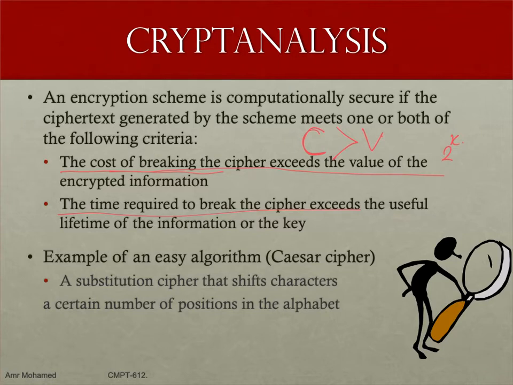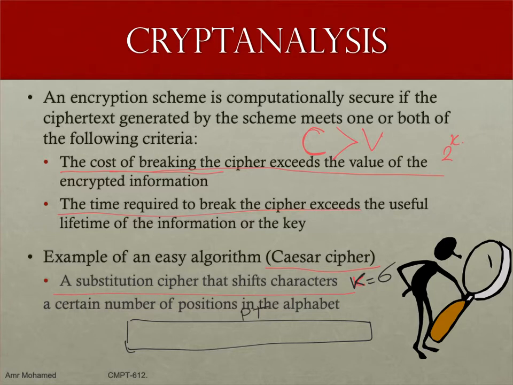An example of an easy algorithm, we all know, is the Caesar cipher. The Caesar cipher is one of the encryption algorithms that used to be used by the Romans, and it's simply a substitution cipher that shifts the characters, and the key is nothing but a number, like 6 for example. So what you do is you take the plain text, and the key is 6. You have the alphabet, A all the way to Z, which is 26.